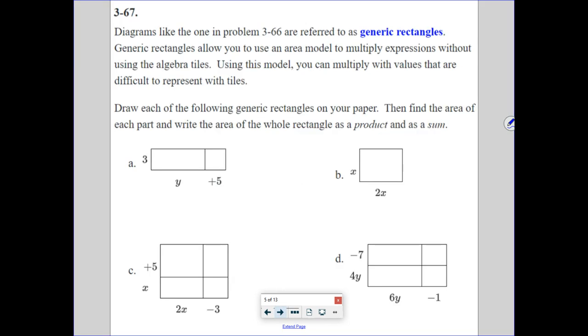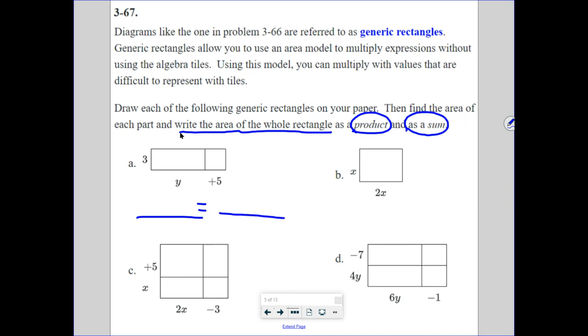So right now, draw each of the following generic rectangles on your paper, then find the area of each part and write the area of the whole rectangle as a product and as a sum. So you're going to do the product equals sum. Okay, so for both of them, draw it, sketch it, then fill it in. Well, sketch and draw are the same thing, so don't mind that. But then write the areas of product and areas of sum. That is your homework for tonight.